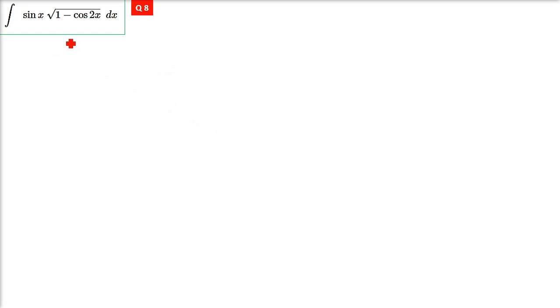Okay, this is sin x in front and under root of 1 minus cos 2x. The first thing we are going to see here is that 1 minus cos 2x has a direct formula. It's 2 sin square x. 1 minus cos 2 theta is 2 sin square theta. So it has a direct formula. So 1 minus cos 2x will be replaced by 2 sin square x.